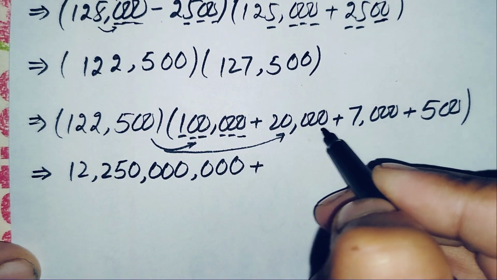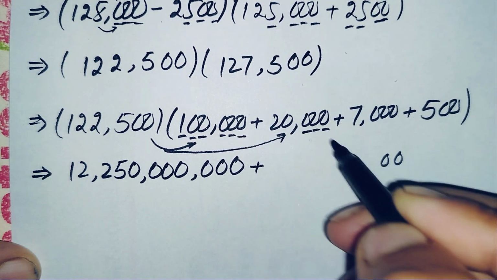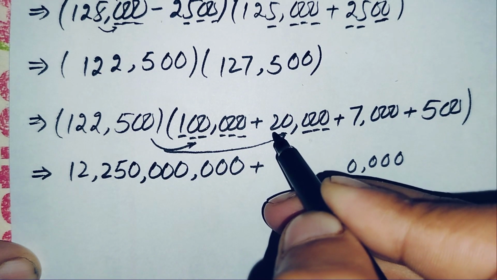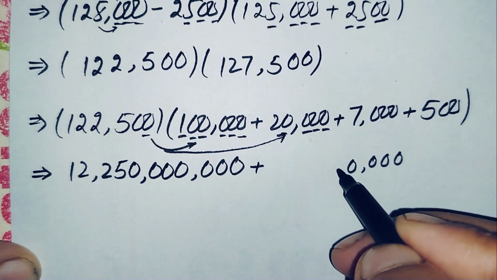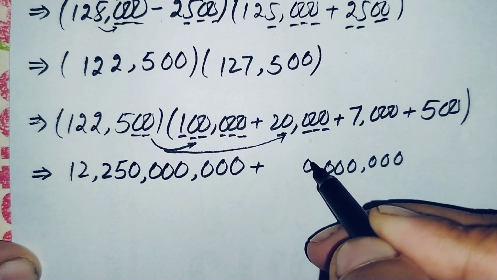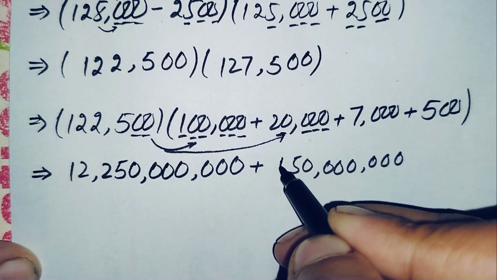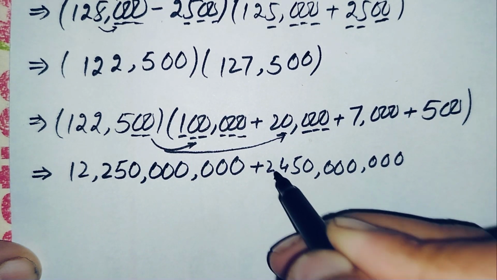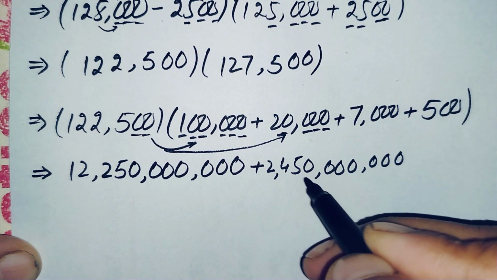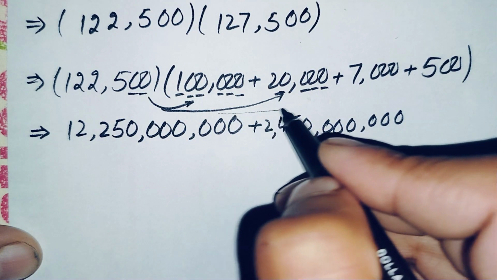Plus we will multiply this number with the second number, that is 20,000. So again this number times 0 is 0, 0, 0, and 0, and this number times 2: 2 times 0 is 0, 2 times 0 is 0, 2 times 5 is 10, so 0, and 1 will be carried. 2 times 2 is 4, 4 plus 1 is 5. 2 times 2 is 4, and 2 times 1 is 2. So the product of this number times 20,000 gives us 2,450,000,000.